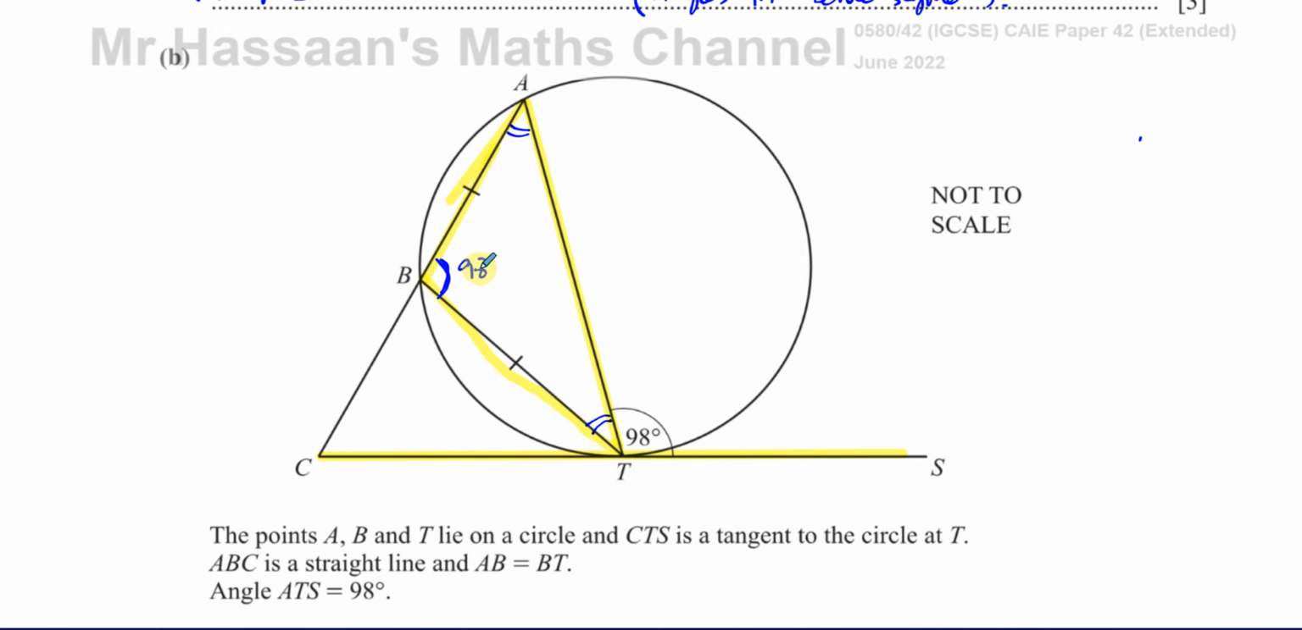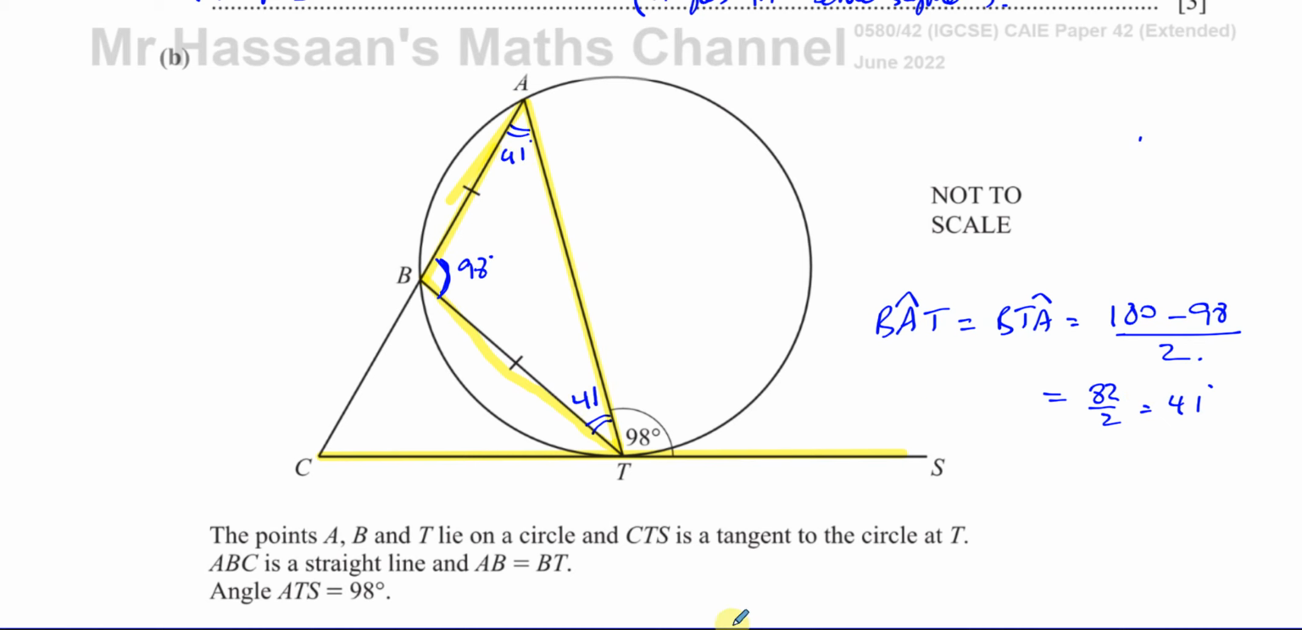Once we know this angle is 98 degrees, we can find, for example, this angle, these angles. We can find all these other angles now because this is an isosceles triangle. If this is an isosceles triangle, I can find what these two angles are. I can say, for example, angle BAT is equal to the angle BTA, which is 180 minus 98 divided by 2. Okay, 180 minus 98 divided by 2, that's going to be 82 over 2, which is 41 degrees. So this is 41 degrees, and this is 41 degrees. Now that helps us. Why?